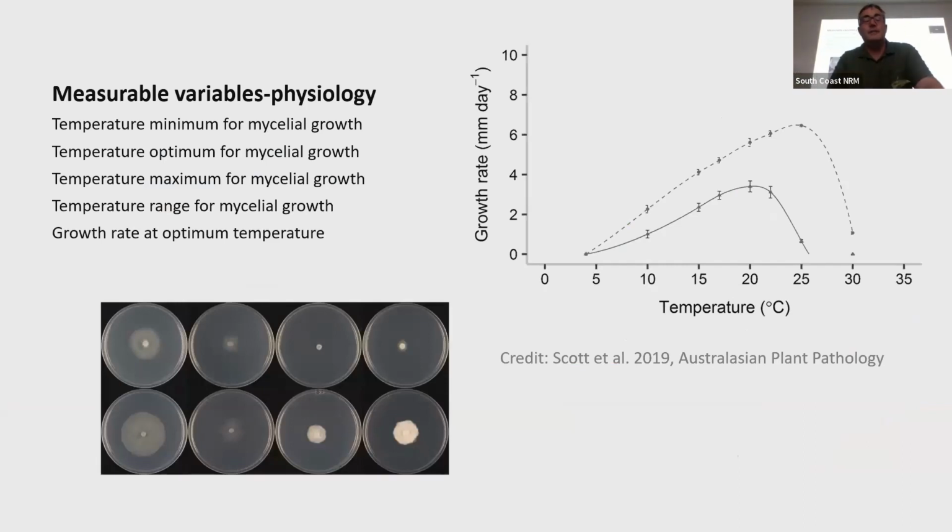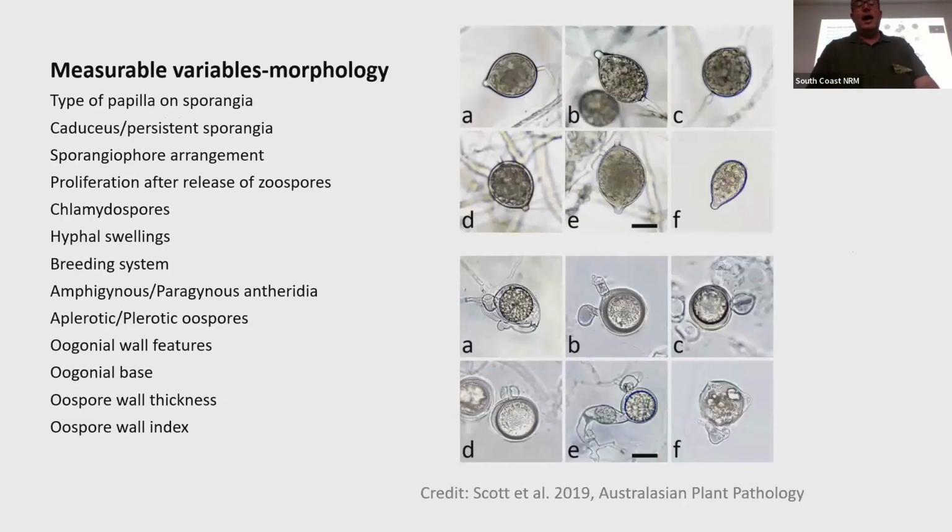We also collected physiological data, information on the growth rate. These are all traits that can be measured quickly and efficiently in the laboratory. And then we also collected a lot of information on the morphology of these Phytophthora species. So information on the sporangia, on the oogonia, the size of the reproductive structures.